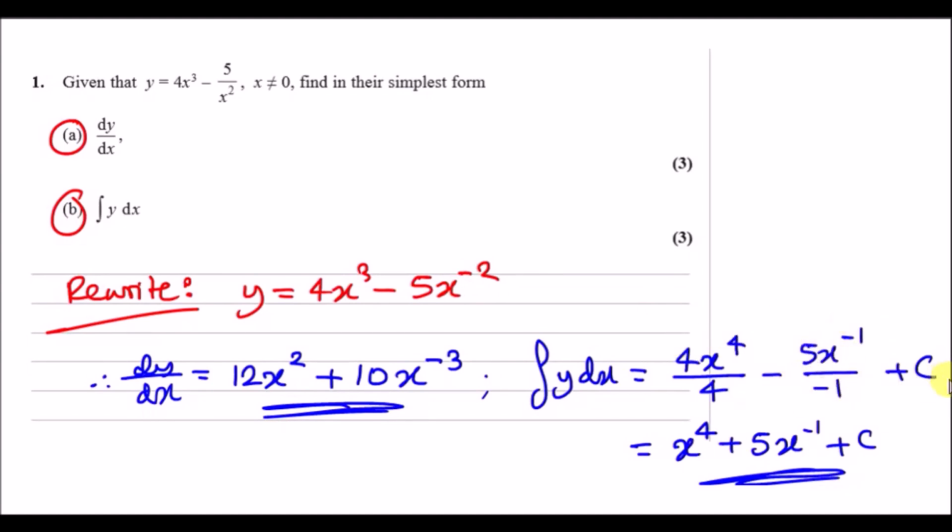And one thing, never forget the plus c. This is literally the most important thing, plus c. You actually gain 1 mark right in there. And now all we do is just simplify the equation. The 4s cancel out, the minuses cancel out, you get a plus, and you're done.